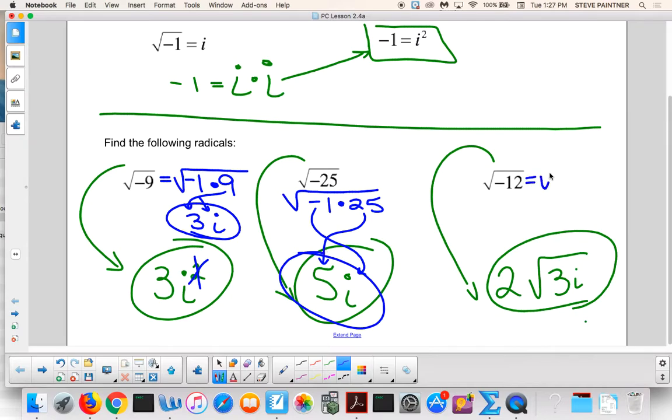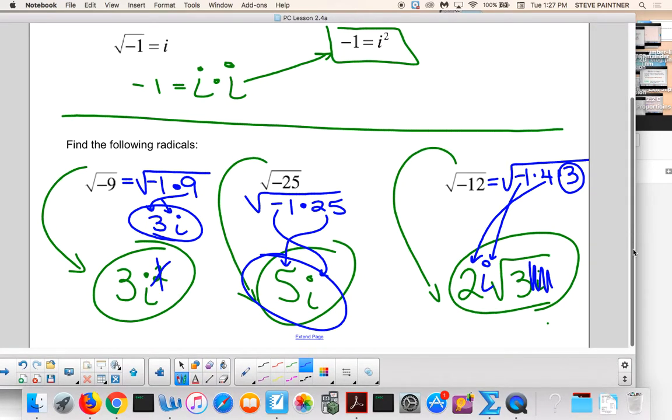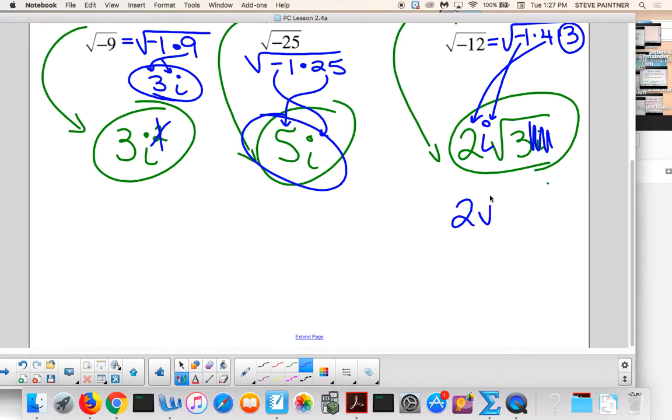This one, Kyler, you're close. Okay, ready? This is really -1 times 4 times 3. What's the square root of 4? 2. What's the square root of -1? i. And the square root of 3, you don't know, so you leave it in there. Now, if Kyler would have said 2 square root of 3, and then he said this to me, now he has it right. Because he doesn't have the i where? Inside.